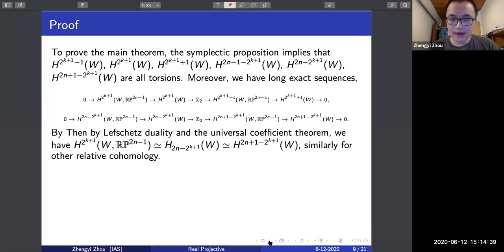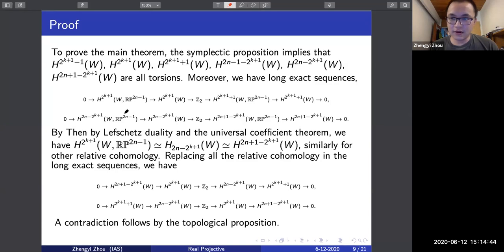And we can replace all these relative cohomology groups and end up with these two long exact sequences. Then from the topological input, we know that this map here is surjective. So that means this group is isomorphic here.